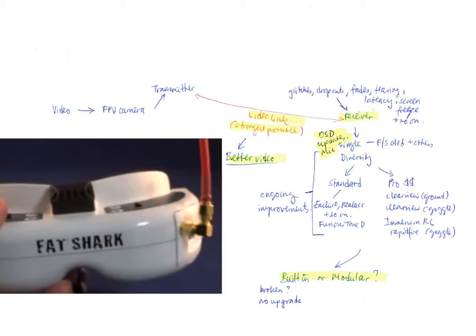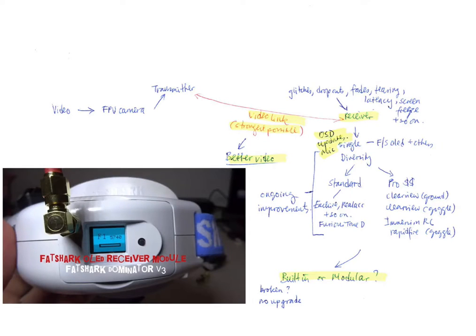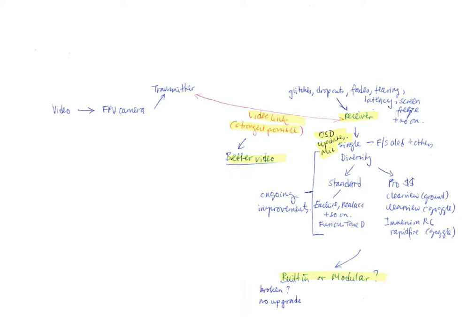Also, Pro or Racer pilots require a better receiver, so usually they would go for ClearView or Immersion RC type of receivers that cost more money. So they need to have the option of putting those types of receivers on their goggles. And even with standard receivers, you have different types. You have the Fatshark OLED type of receiver, which by the way is a really good receiver, and also the Furious 2D, and there are constant ongoing improvements in receiver technology.